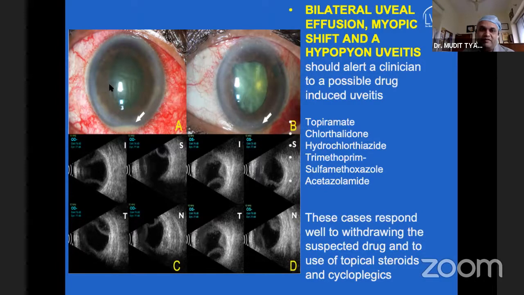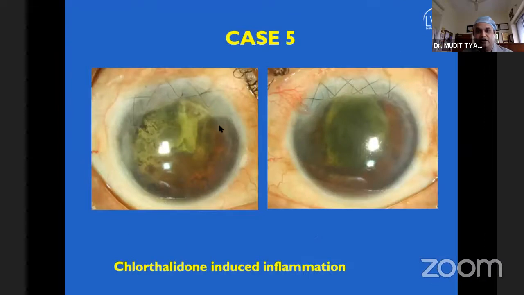So whenever you see a patient with sudden onset of bilateral hypopyon uveitis with a shallow angle, with choroidal detachments, think of drug-induced uveitis as another one of your causes. Apart from topiramate, chlorthalidone, hydrochlorothiazide, trimethoprim, sulfamethoxazole, and even acetazolamide have been shown to lead to this occurrence. So this is a case which shows the disastrous consequences of not recognizing this entity. This was a patient who had presented somewhere else before she came to us, and somebody had attempted a bilateral phaco to remove those bilateral intumescent cataracts, whereas what they did not realize was that this was a patient who had started taking chlorthalidone a week before the onset of symptoms.